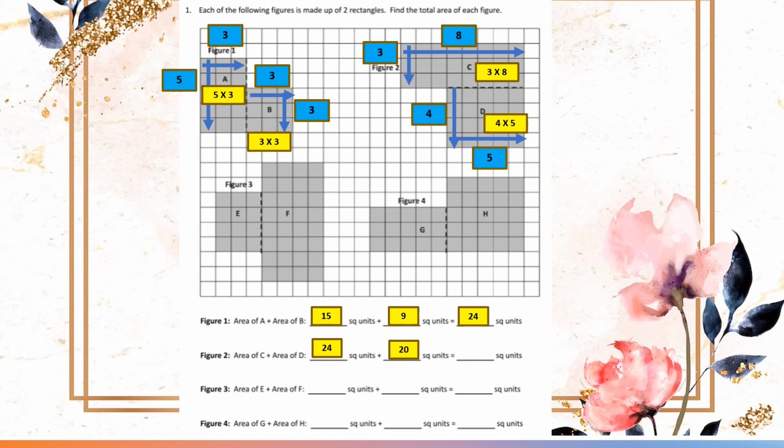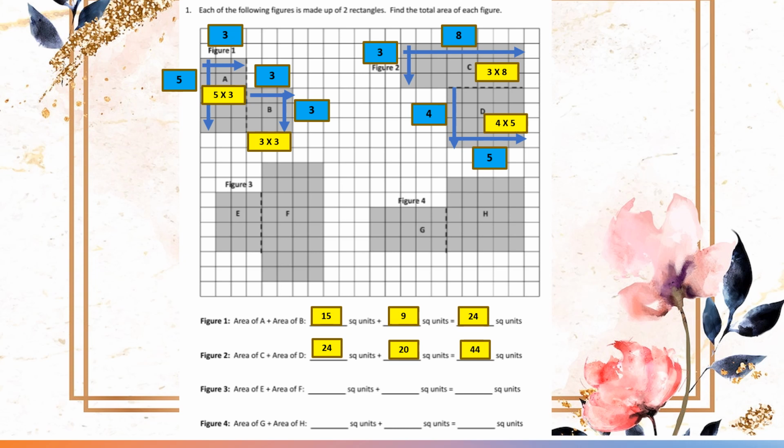That's right, 20. Now we have to combine the area of rectangle C, which is 24, with the area of rectangle D, which is 20, to get the total area for figure 2, because C and D make figure 2. So what's 24 plus 20? Well, if you said 44, you are absolutely correct. Now let's move on to figure 3.